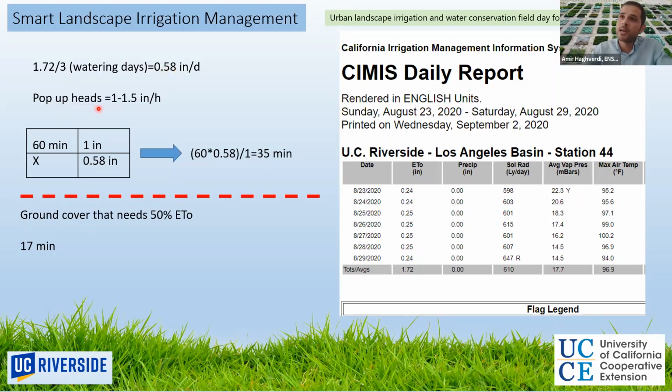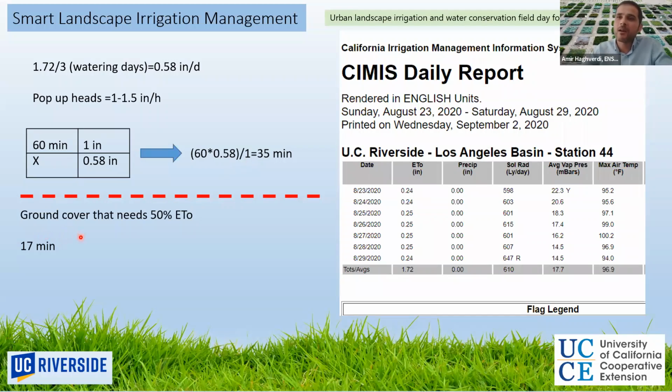Let's assume that we have pop-up sprinkler heads that irrigate at a rate of 1 to 1.5 inches per hour. If you do simple math, if I run my system, it's going to put 1 inch of water per hour. So I'm just going to put 0.5 inches of irrigation, so I only need to run my system 30 minutes, 3 days a week, and then I put 1.72. So that again gives some ideas. If people are running 2 hours, their irrigation system is just too much. If they are running 10 minutes for this scenario, it's just too little.